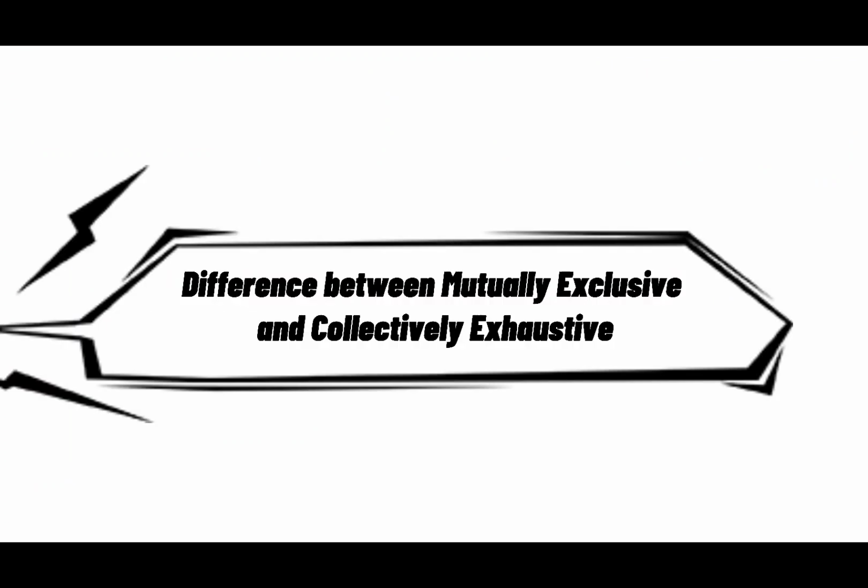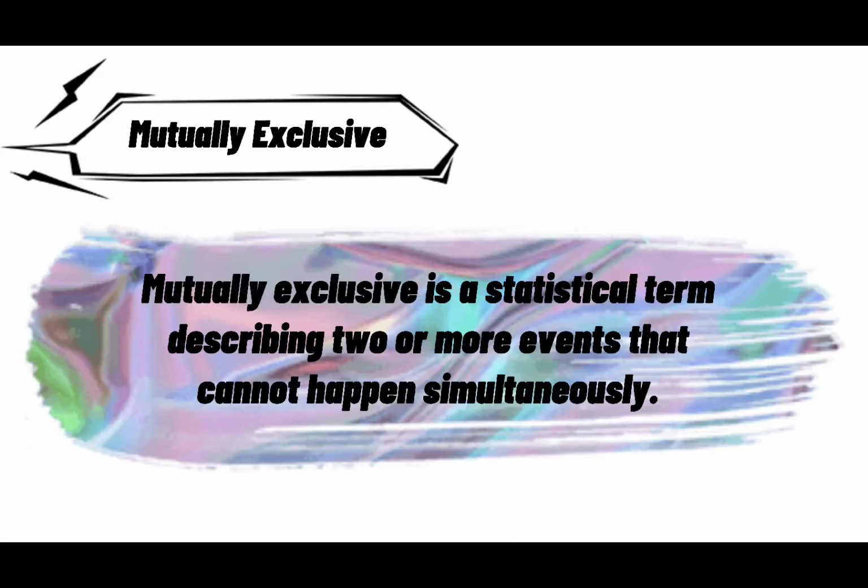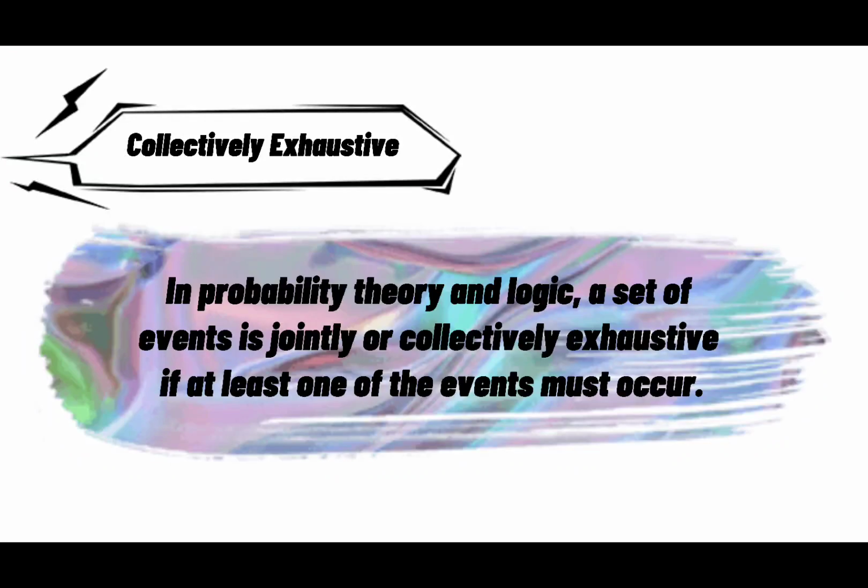Difference between mutually exclusive and collectively exhaustive. Mutually exclusive. Mutually exclusive is a statistical term describing two or more events that cannot happen simultaneously. Collectively exhaustive. In probability theory and logic, a set of events is jointly or collectively exhaustive if at least one of the events must occur.